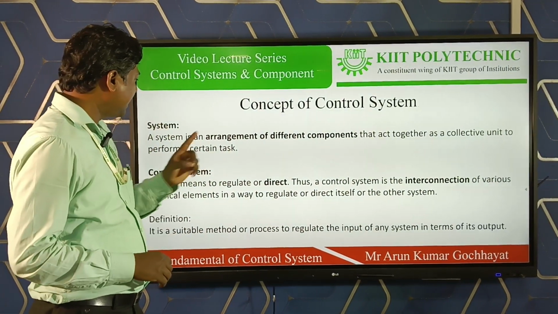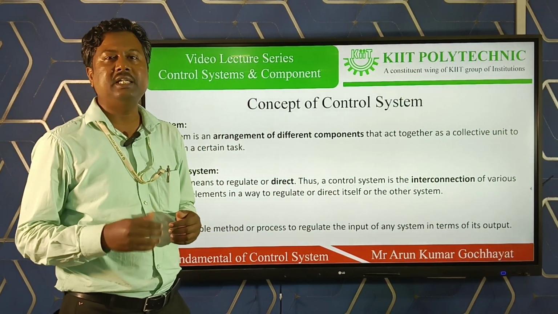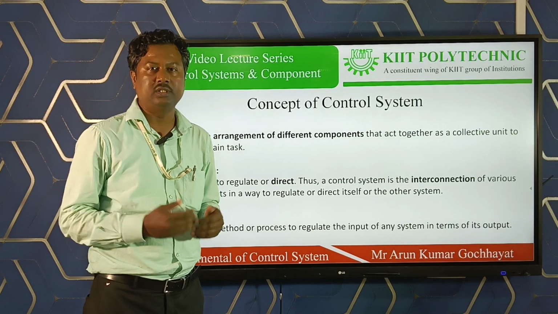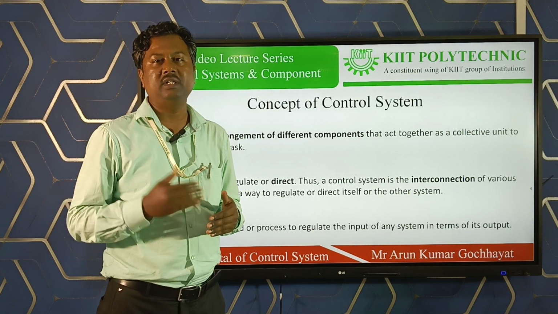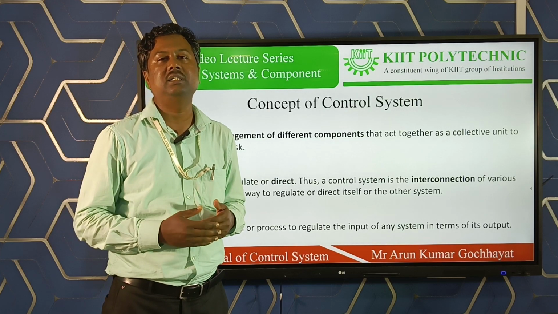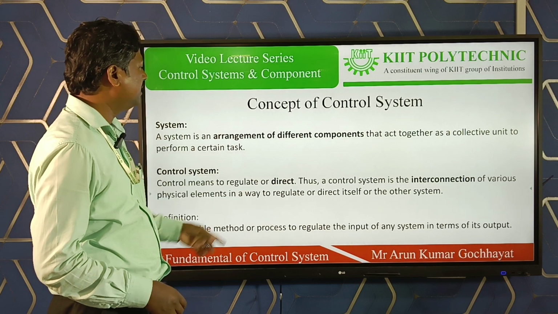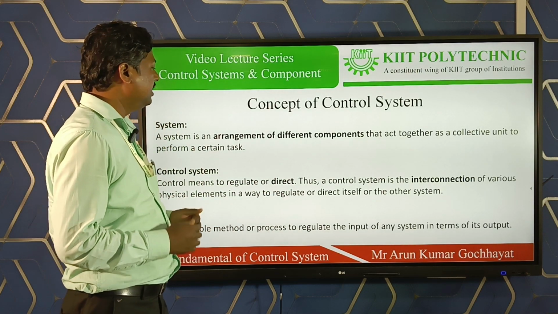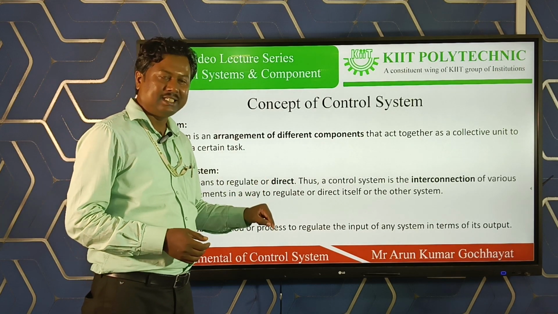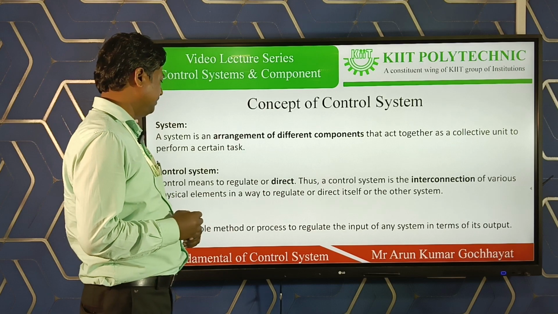Now that task is to be regulated, and that regulation property lies with the control system. If a regulating property lies with a system, then the system is termed a control system. That is written over here. Control means regulate or direct. Thus, a control system is the interconnection of various physical elements in a way to regulate or direct itself or any other system.